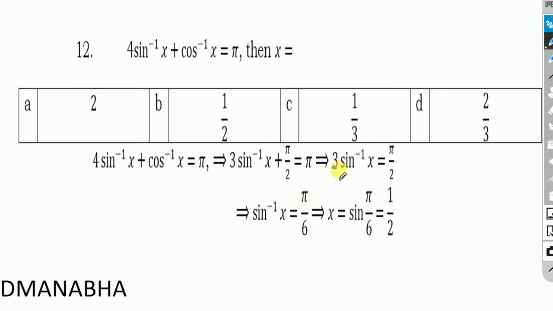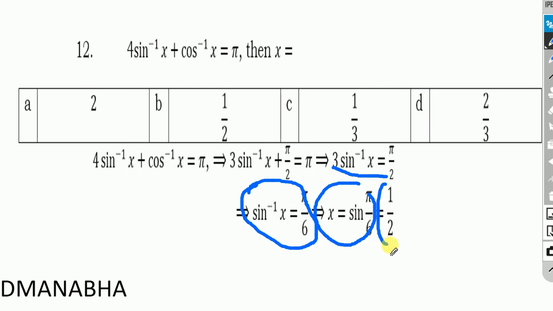So you carry this 3 to the denominator of the right hand side, that is 3 into 2 is 6. Therefore sin inverse of x is equal to pi by 6. So x equals sin pi by 6, which is nothing but 1 by 2, that is sin 30 is 1 by 2, which is in option B.